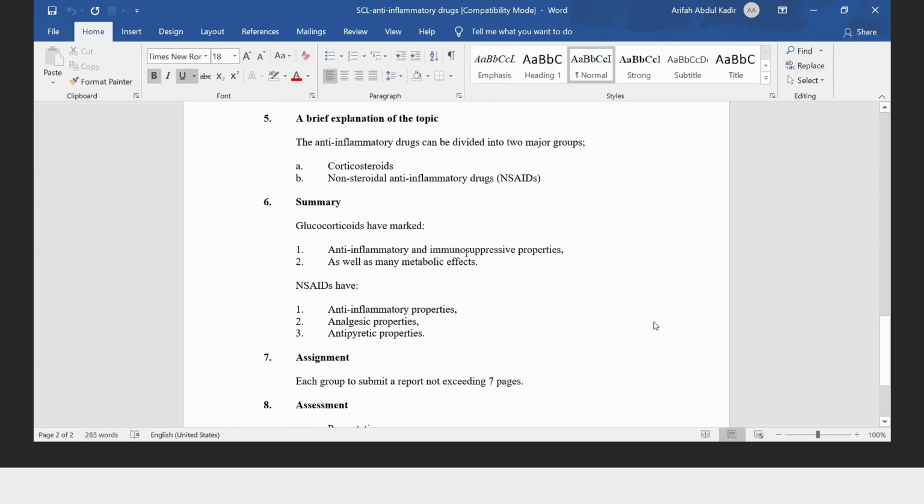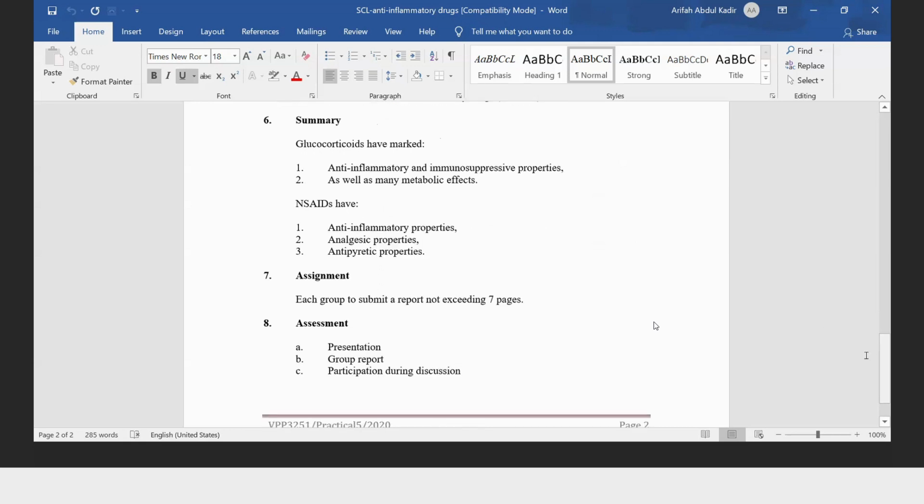Whereas glucocorticoids, the steroids, have anti-inflammatory property, but at the same time they are also immunosuppressive agents. So you must know that in diseases where you need to immunosuppress the body so that it doesn't react, corticosteroids would be the drug of choice.